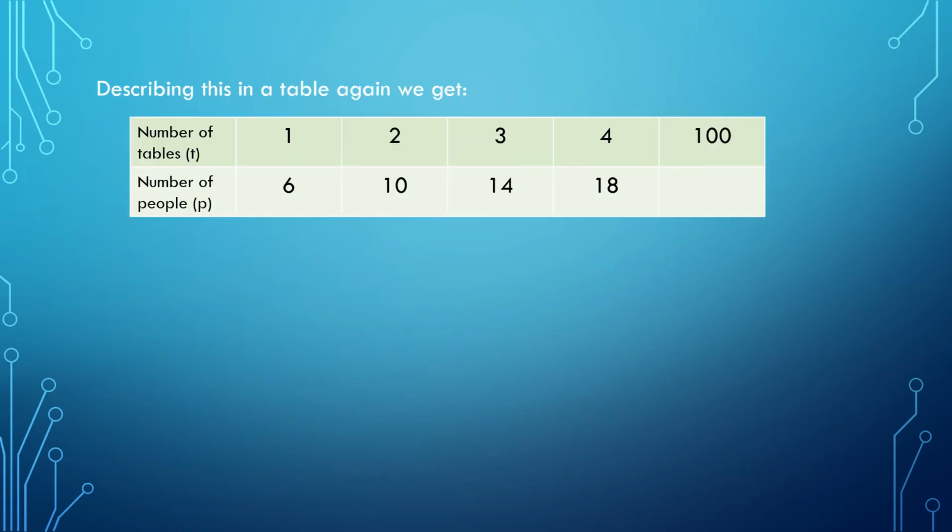So, putting these numbers into our table, we've got 1 table gives us 6 people, 2 tables gives us 10, 3 gives us 14, 4 gives us 18. So once again, I need to have a look and see what is it I'm going up in. So this time, my number of tables goes up by 1, the people goes up by 4, goes up by 4, goes up by 4.